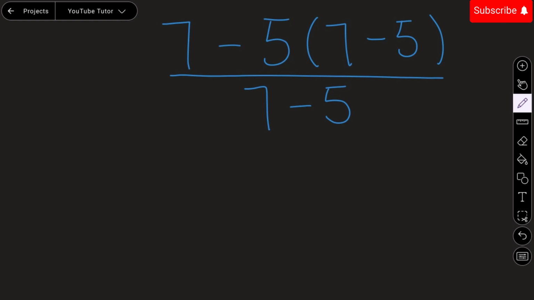In today's video, we have this question which says numerator 7 minus 5(7 minus 5). So the first expression is multiplying the second one, all divided by 7 minus 5. This is a fraction, so we solve the numerator and denominator separately. By doing that, we will take the denominator, which is 7 minus 5, giving us 2.